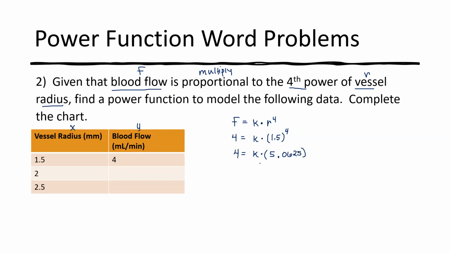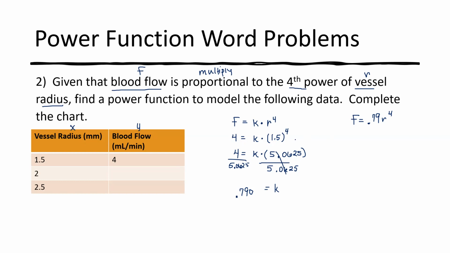And then to finish my algebra, I need to divide on both sides. So divide by 5.0625. And this gives me a value for K, and you are going to have to round that off somewhere, but I got 0.790. So my actual power function is that the blood flow is equal to 0.79 times the radius to the fourth power.